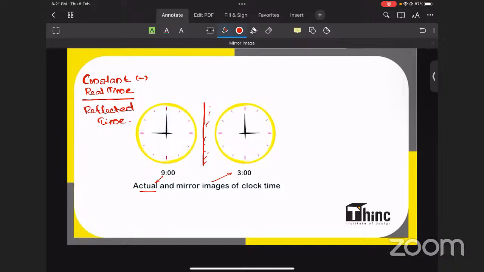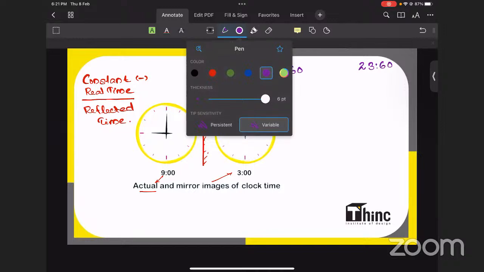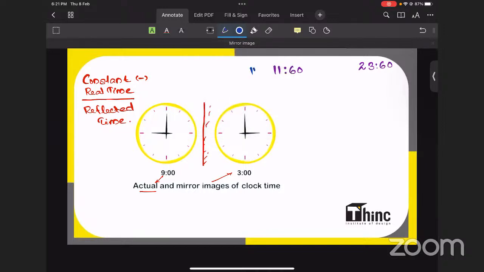So what is that constant? We have two constants. The first constant is 11:60. The second constant is 23:60. If the time given in the question is less than 11 o'clock, then you can go for 11:60. If the time given is more than or equal to 11 o'clock, then you can go for the second constant.